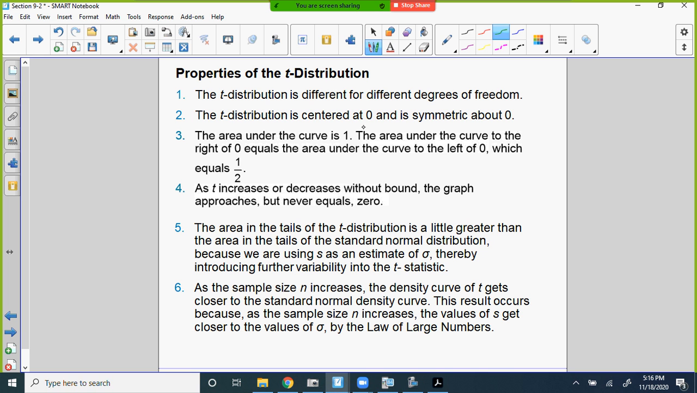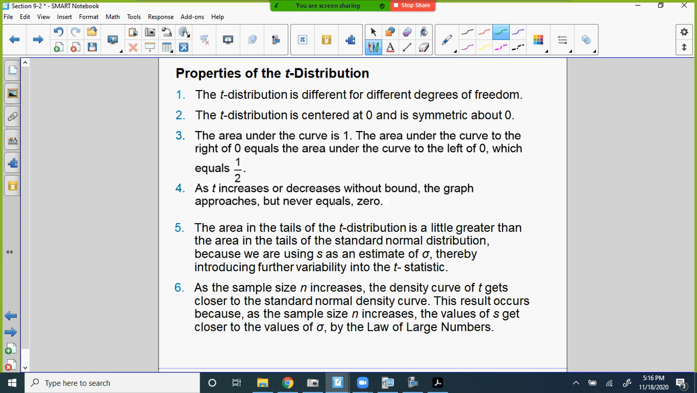The T distribution is centered at 0, and it is symmetric. The area under the curve is still 1, right? The area under the curve to the right of 0 equals the area to the left, so it's symmetrical. So we got 0.5 above it and 0.5 below it. So the empirical rule of understanding how we use the bell-shaped curve is still true.